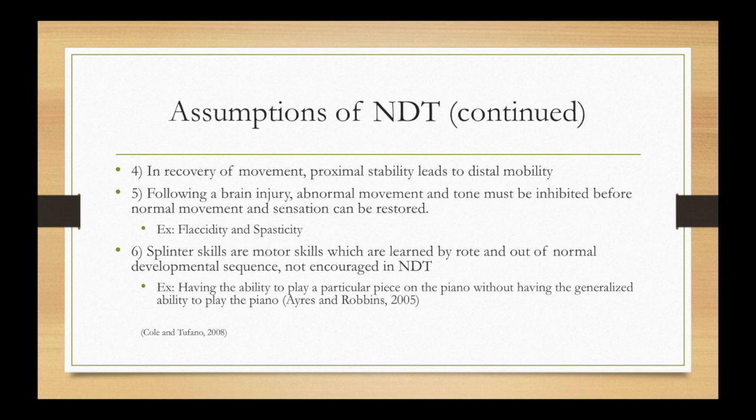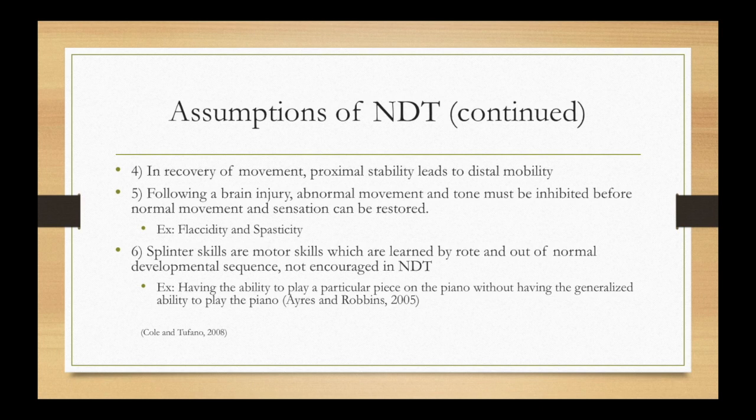5. Following a brain injury, abnormal movement and tone must be inhibited before normal movement and sensation can be restored. This is because if the central nervous system continues to receive abnormal sensory input, this will cause abnormal sensory feedback, which will result in abnormal motor pathways being reinforced.